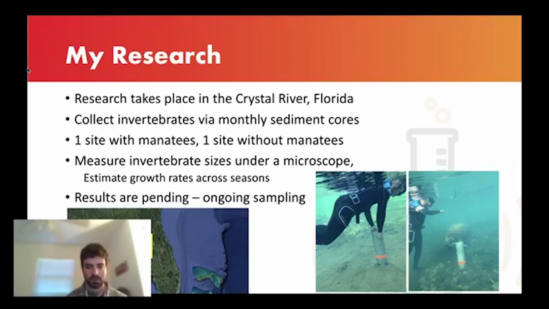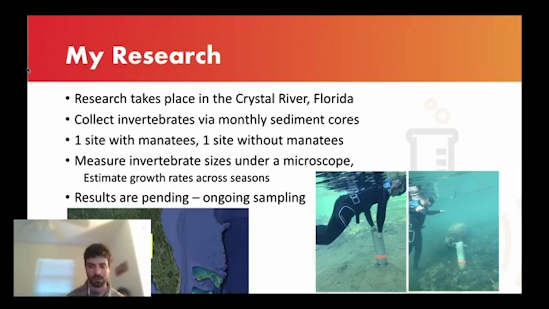And so we have one site with manatees and one site without manatees, that we're looking at differences through time and comparing those two sites to one another as well. And we're going to be measuring invertebrate sizes under a microscope and estimating invertebrate growth rates across seasons and month to month. We don't have any results yet because we're doing our ongoing sampling, so we'll have to get back to you guys on that with some of the results.